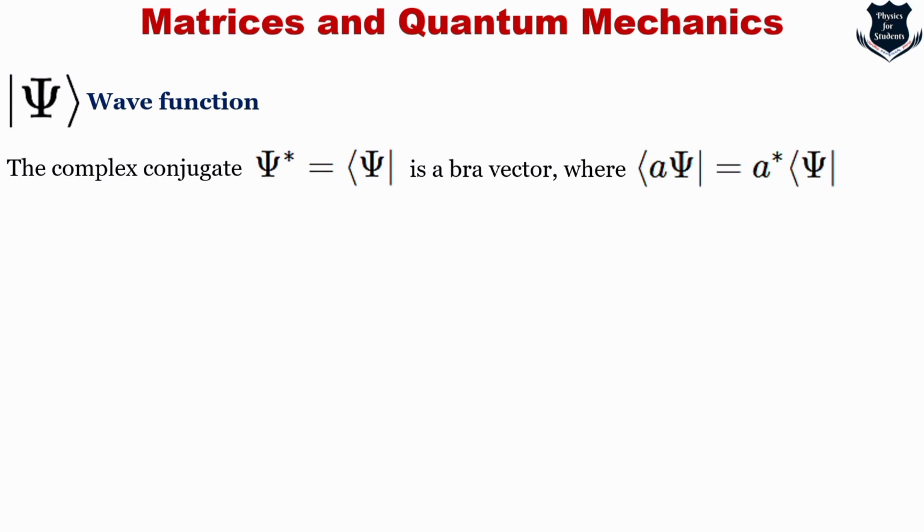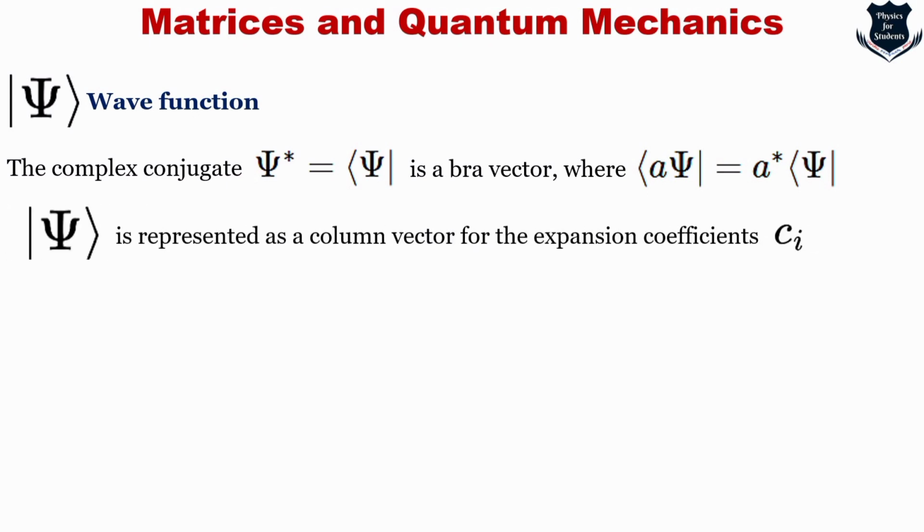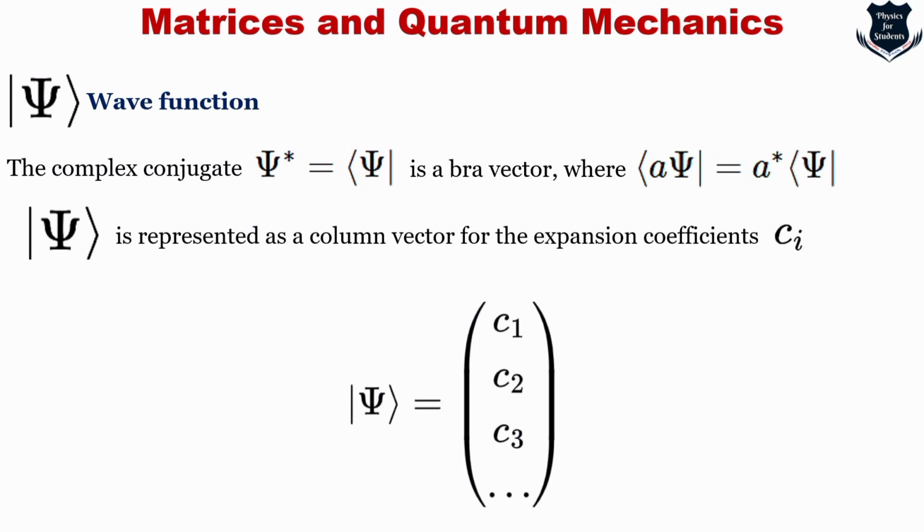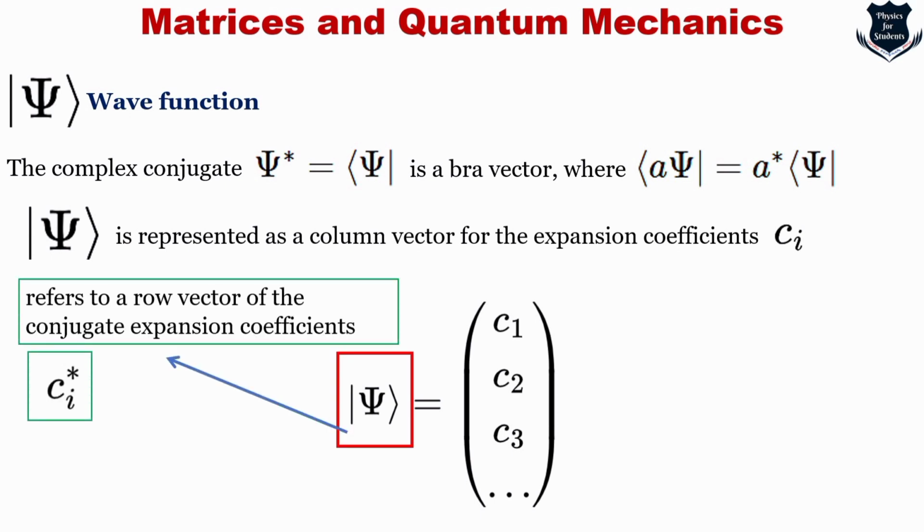Now, the bra vector is widely used in notation in quantum mechanics. In matrix representation, the ket can be represented as a column vector where the coefficients expand as C1, C2, up to Ci, and it looks like this. So you see here again matrices are coming. The bra vector refers to a row vector of the conjugate expansion of Ci. That means it is a complex conjugate.